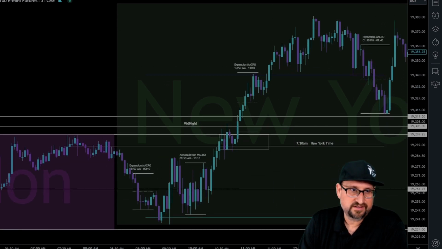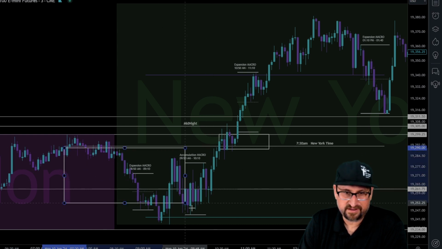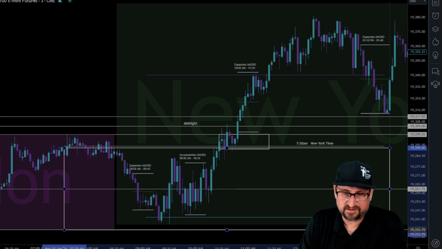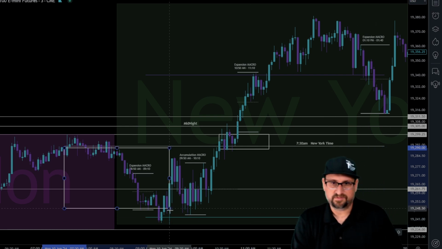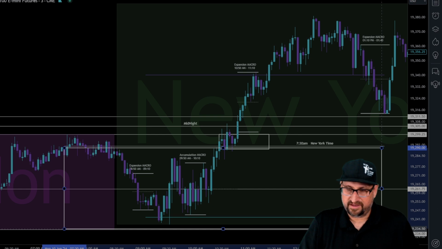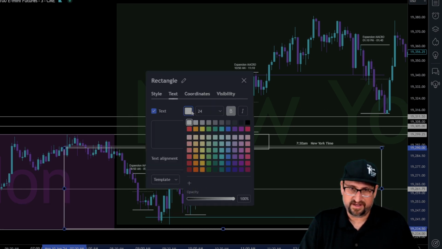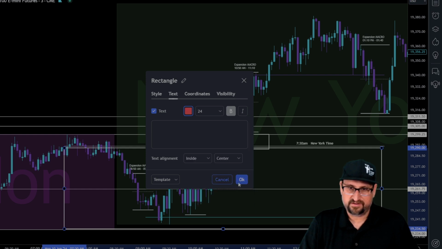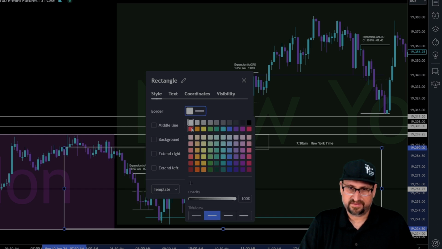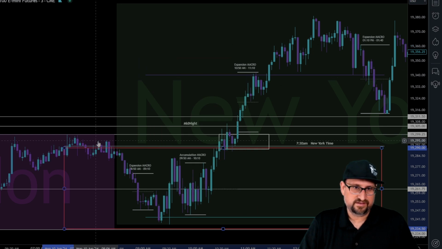So let's go ahead and do this. Let's take the 7:30 open, which is right here. I'm going to pull this down to the London low, roughly. I just pull it down, and this is going to be considered a discount area, so I'm just going to make it red. Oops, that's the text, my bad. There we go. Excellent.